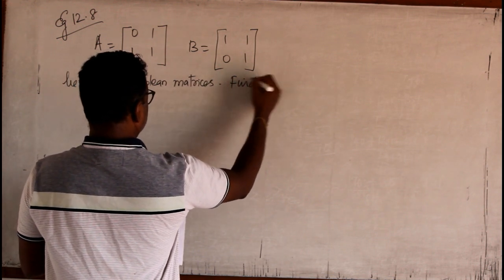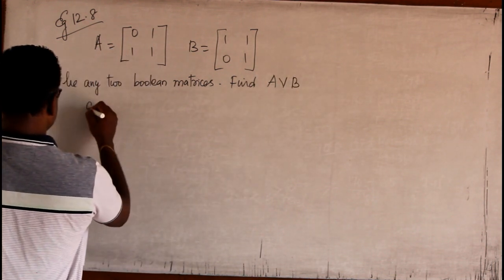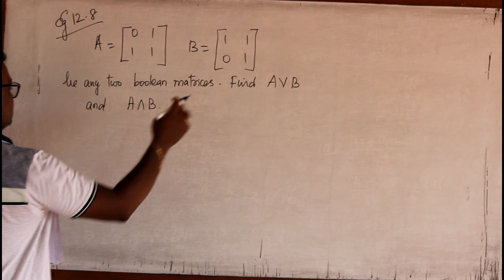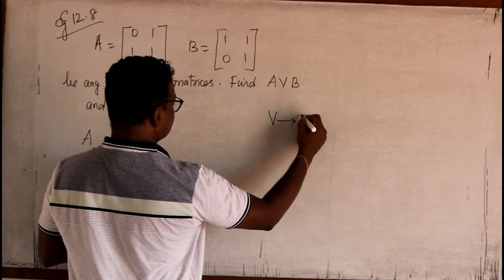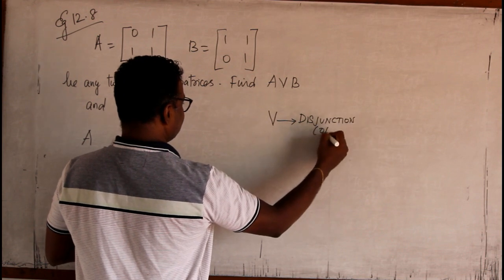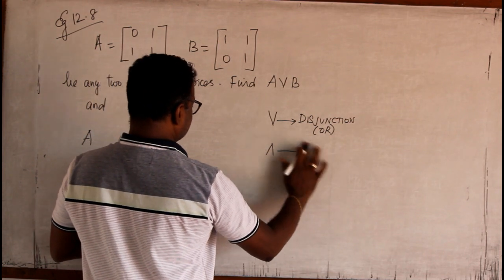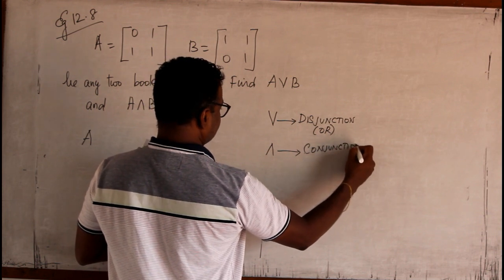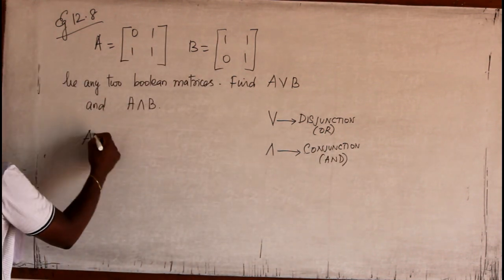Find, we used to say A disjunction B and A conjunction B. A, this B with this notation is called disjunction. We used to say OR, what is OR also. This is called conjunction. Conjunction, or AND. So it is A OR B.